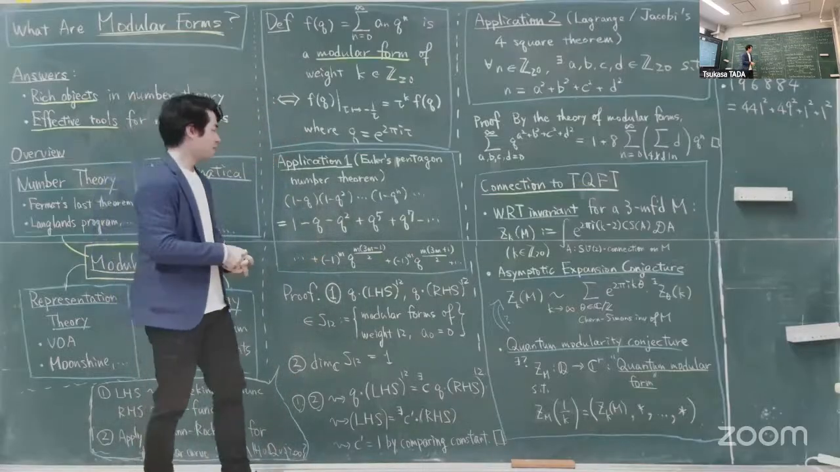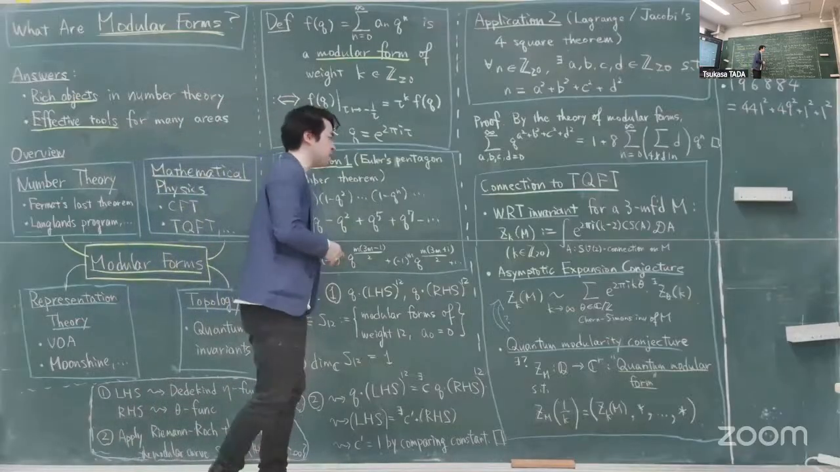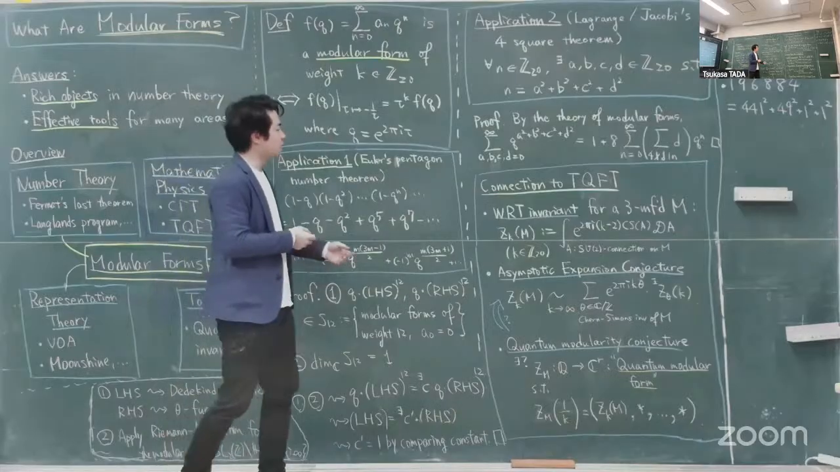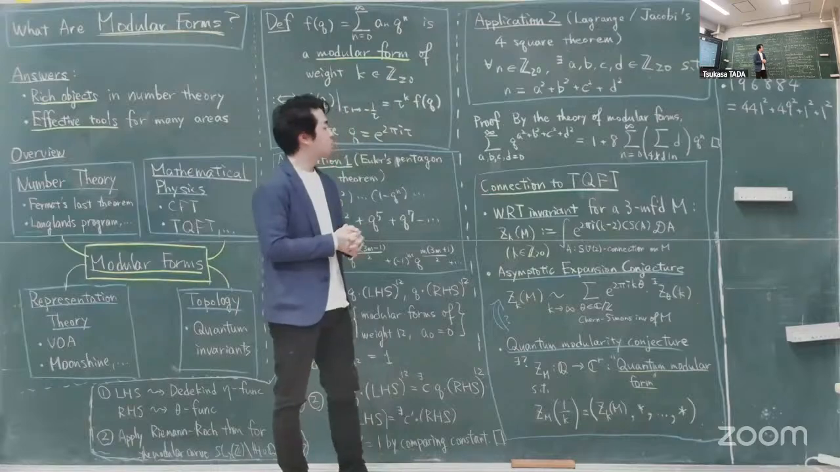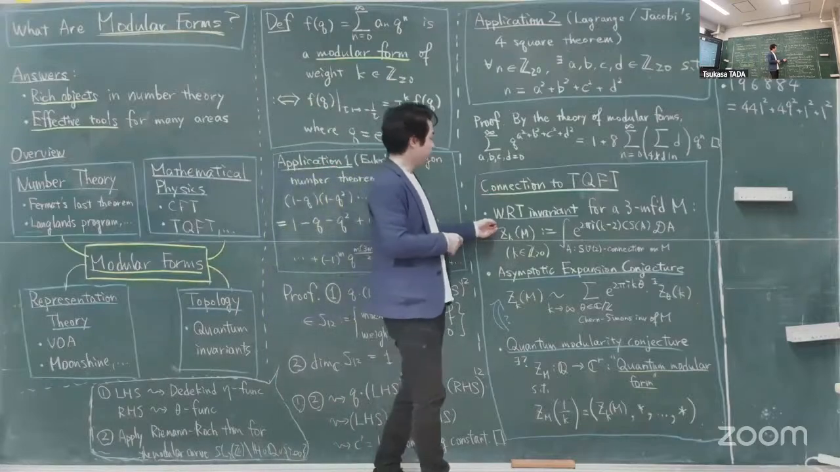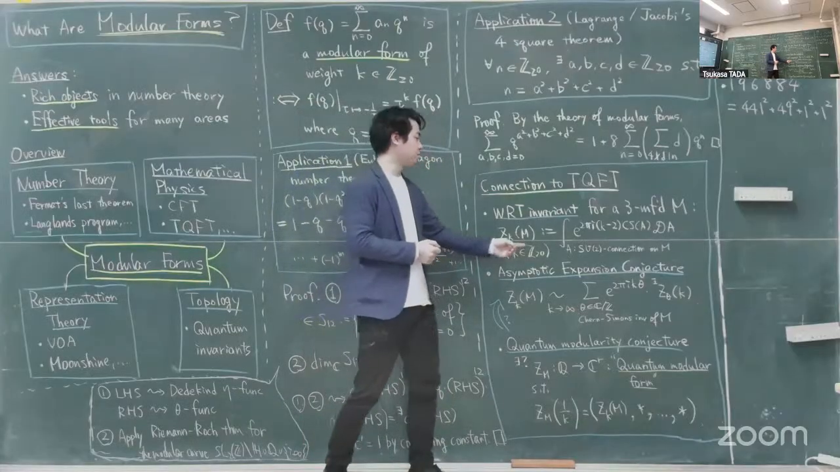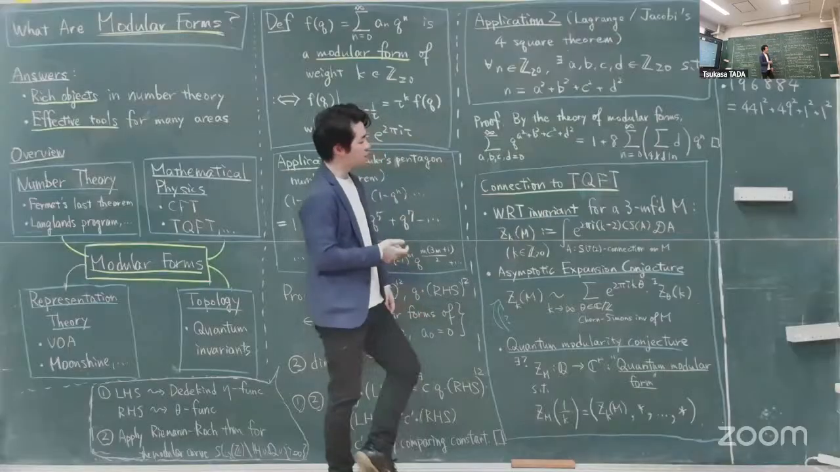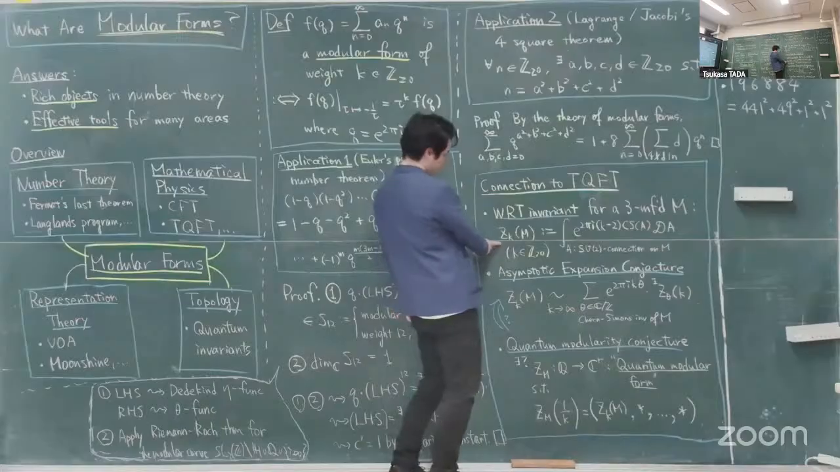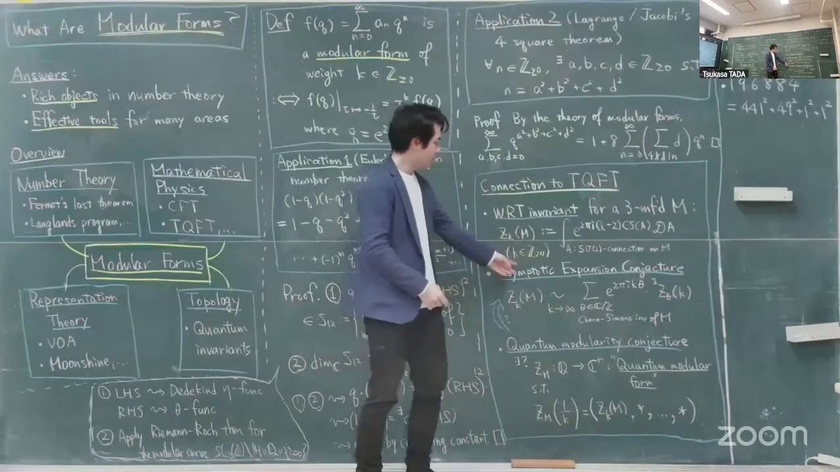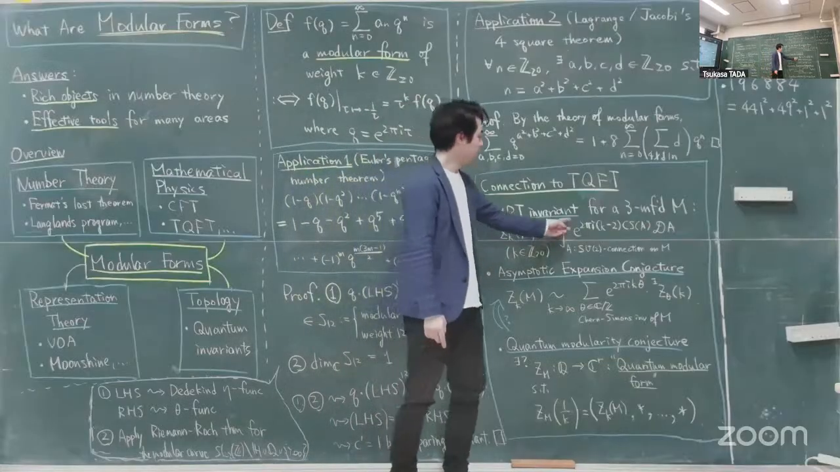Finally, I'll discuss the relation to mathematical physics and topology, the connection to TQFT, topological quantum field theory. We consider the Witten-Reshetikhin-Turaev invariant, the WRT invariant, for a 3-manifold M. This is a topological invariant of 3-manifolds, denoted as Z_k(M). Here k is a positive integer.